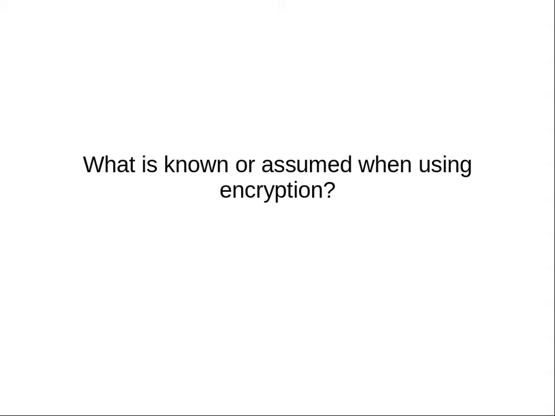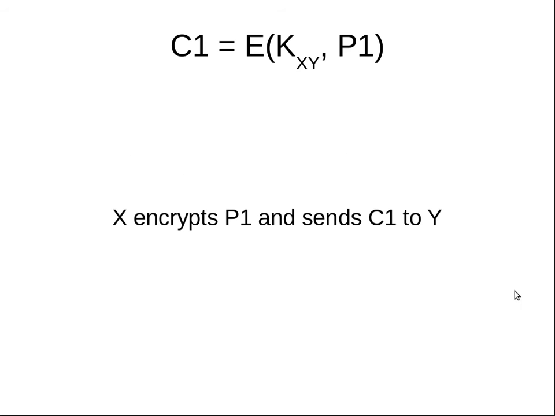Let's go through some cases and try to answer what is known or what is assumed when something happens. I'll show you what happens, and then we'll discuss what's the outcome. So the first case, let's say that some user X has some plain text, P1, they encrypt it, and they send the ciphertext C1, which is the output of the encryption, to Y. So X sends a message to Y.